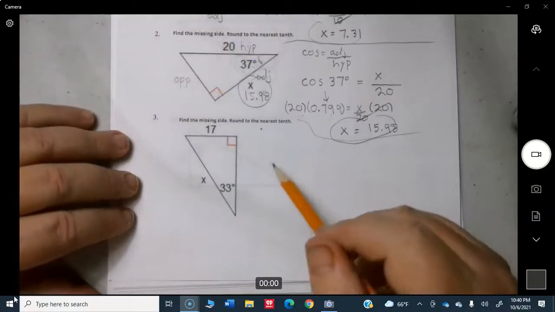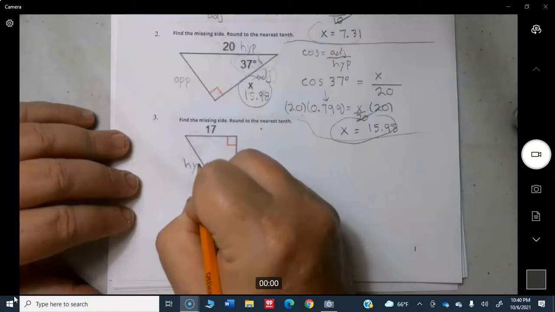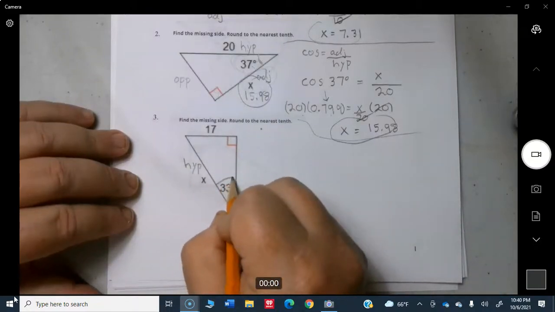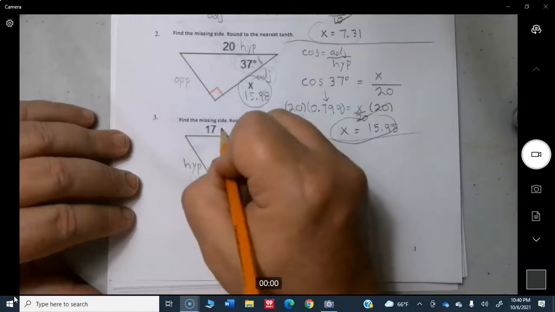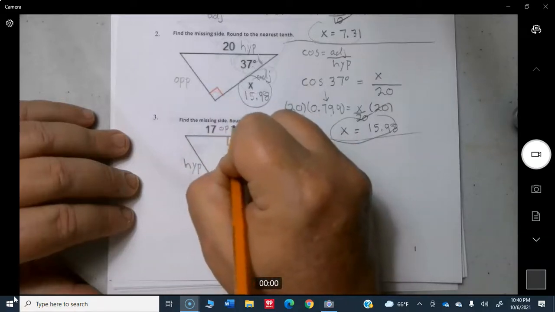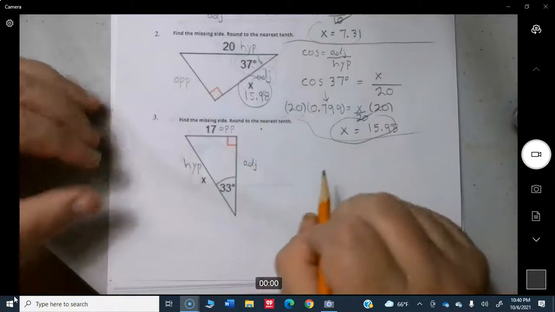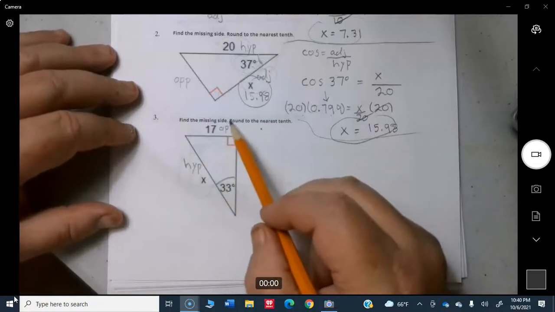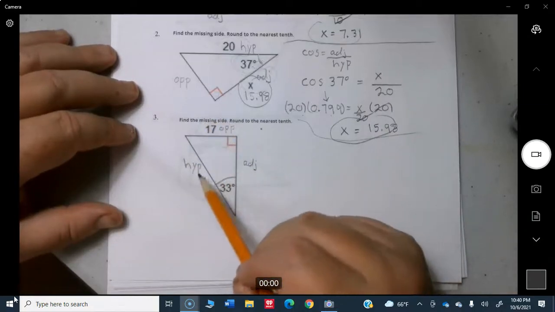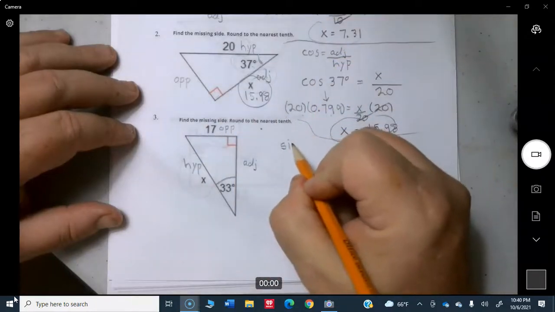Okay, so here we go. The hypotenuse is the long side right here. The angle we're interested in is the 33 degrees, and the side opposite that is this side. And this is the other side. So here we have our unknown is the hypotenuse, and our known is the opposite. So opposite over hypotenuse is going to be a sine.